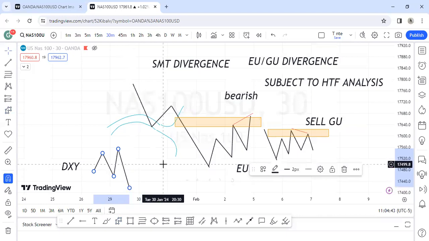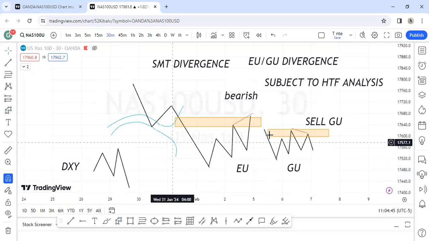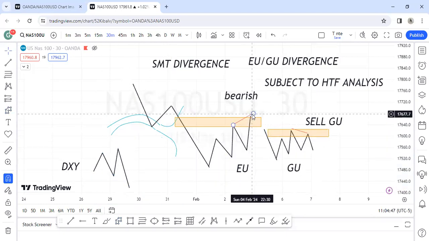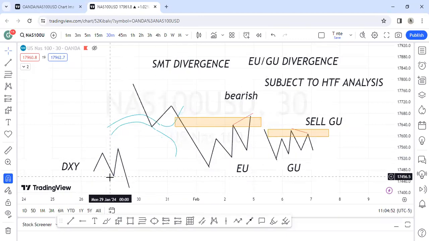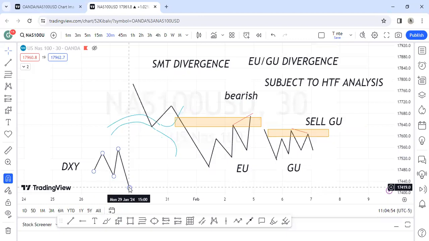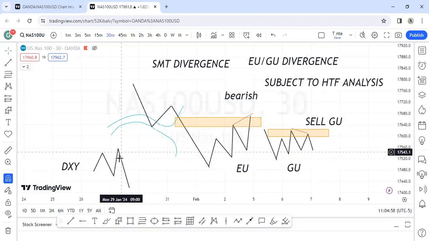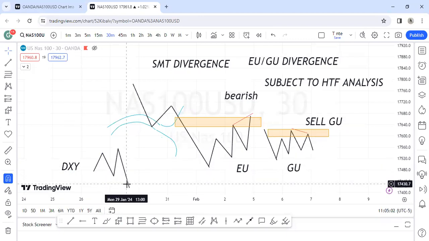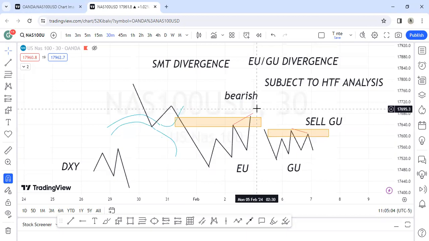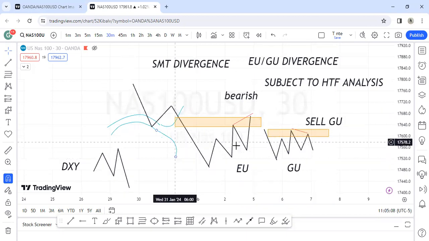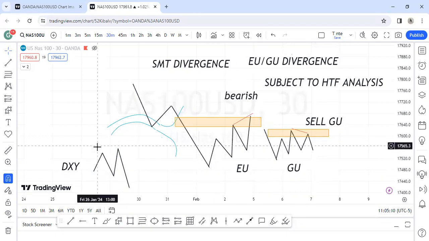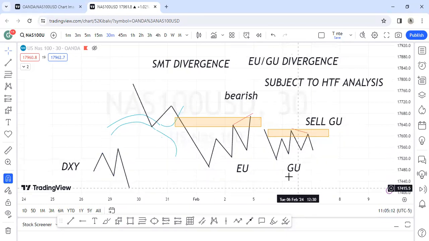Remember I told you that it's opposite. So this is opposite of EU. If EU is making a high, this should make a low because it's opposite, right? If this makes a high, EU makes a low. If this makes a low, EU makes a high. It's opposite, right? So if you now notice that this has made a low and EU has made a high, that means GU should also make a high because GU is the opposite of DXY. So EU and GU are opposite of DXY, right?